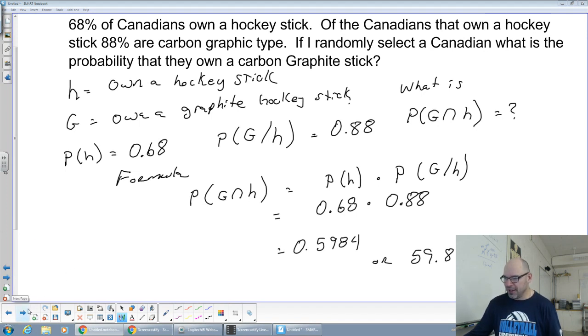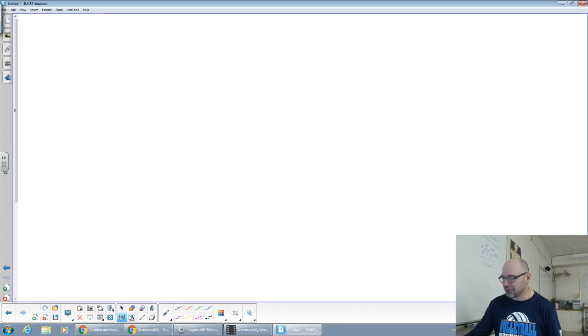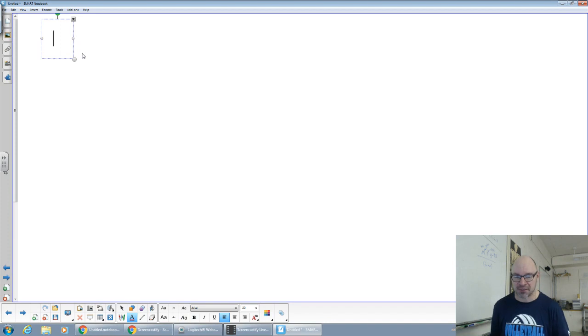Okay, so let's flip ahead. This is still with percentages, still the same kind of example, but I'm going to throw in some "not" ones. And then we can use a tree diagram to help us as well. Okay, so we're going to combine two concepts that we have.